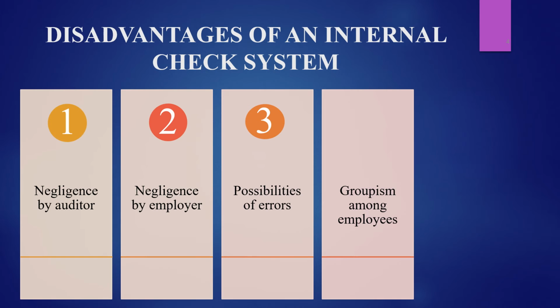Further, another limitation could be that there might be groupism amongst the employees. We say that in an internal check system, the work performed by one employee is being checked by another. But there is also a possibility of fraud, specifically when there is collusion amongst two or more employees, that is, when two or more employees form a group. If they feel that they are associating with each other, that groupism might enhance the chances of frauds in the organization, which might be very harmful for the business.